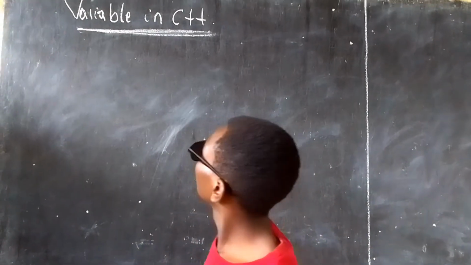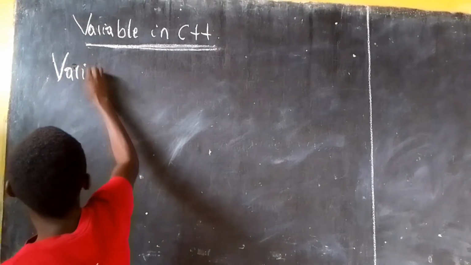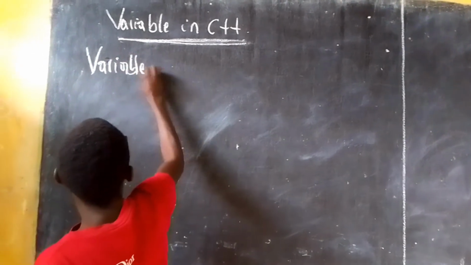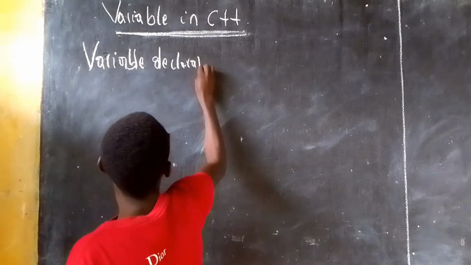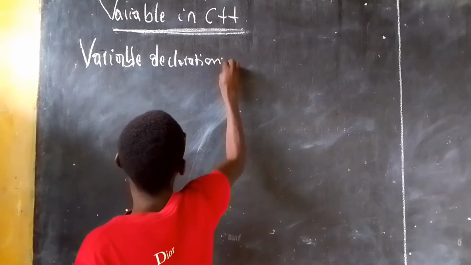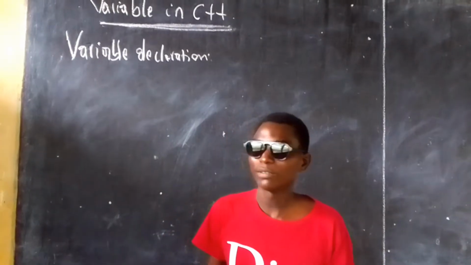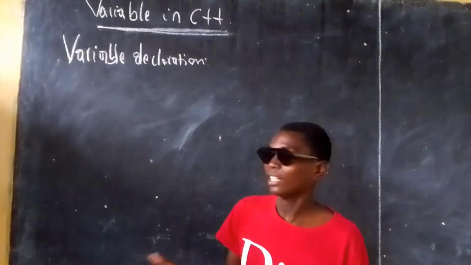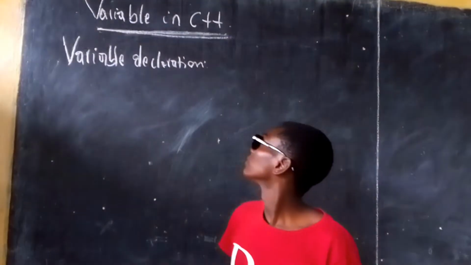At that time we call it variable declaration. Simply, variable declaration is a way of reserving a memory location that is used to store that specific type of data.